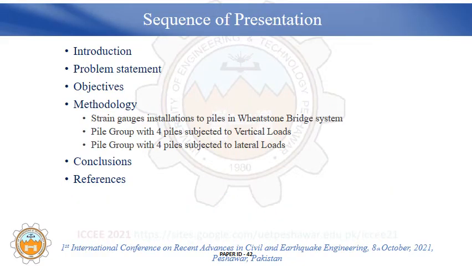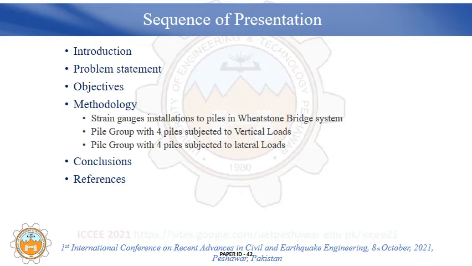In the sequence of my presentation, first of all, I will make a brief introduction to deep foundations, that is Piled-Raft Foundation and Pile-Group Foundation. And after that, I will make a brief introduction to nano-strain gauge technology. After that, I will go to problem statement and objectives. After objectives, I will go to methodology.